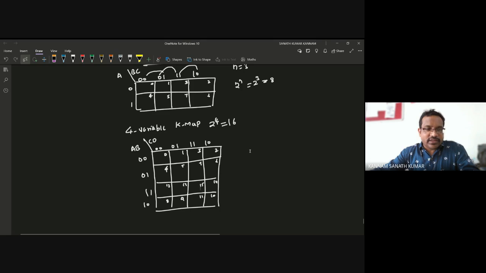So there are rules for the K map. We'll see the rules for the K map in the next class. You need to follow these rules, and by using these rules you need to combine the groups, such as pair, quad, octet, like that.